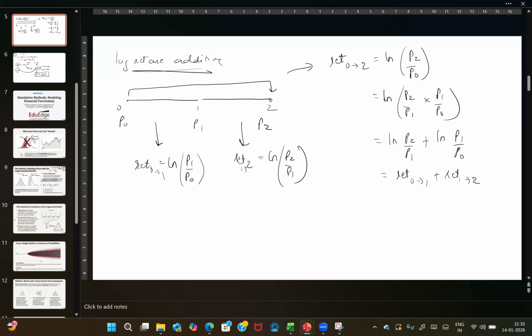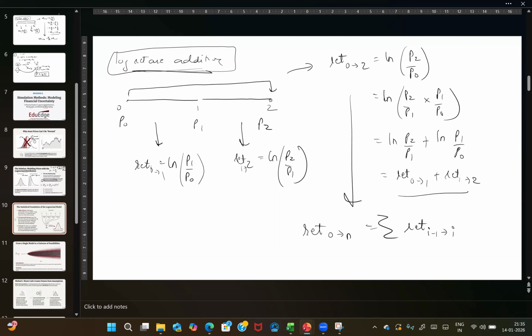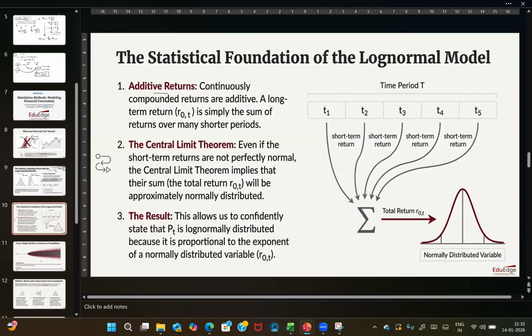So return 0 to 2 is nothing but the summation of returns 0 to 1 and returns 1 to 2. We can, in fact, through induction, go on to prove that return between 0 to n is the summation of returns i minus 1 to i. So that's how it looks. So log returns are additive, and that is what is being mentioned here, additive returns.